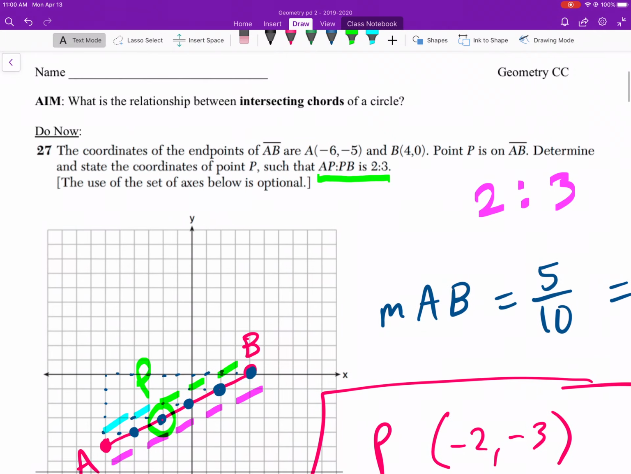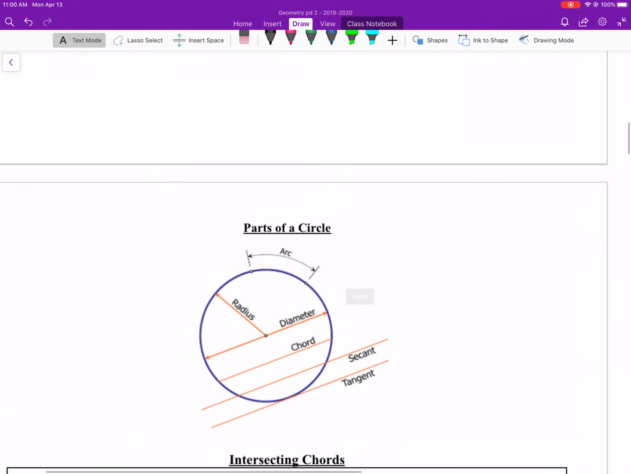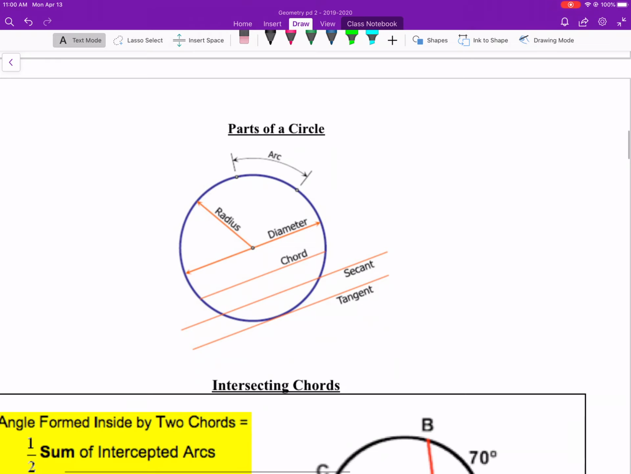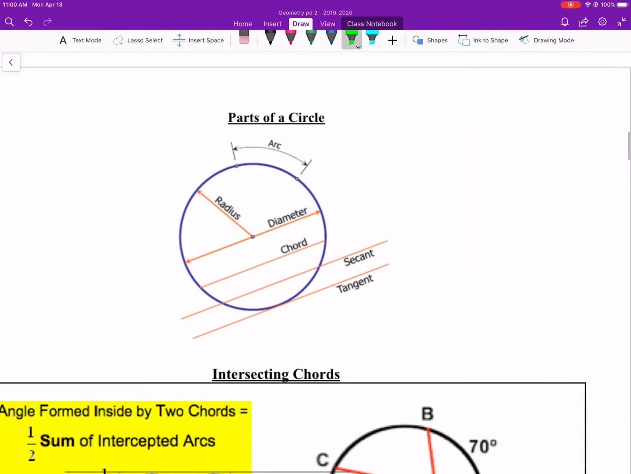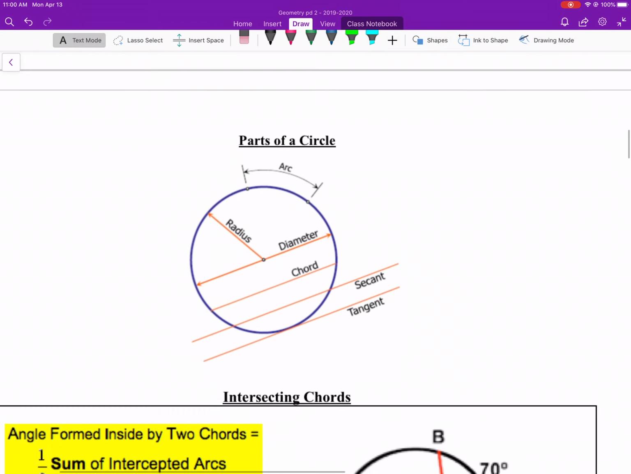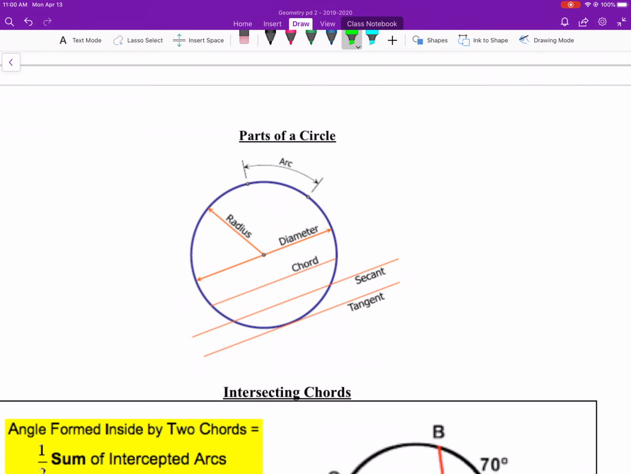Alright, so our aim: what is the relationship between intersecting chords of a circle? So let's remember what chords are. If you look at your parts of the circle, a chord goes from one point on the circle to another point on the circle, and it stays in the interior. It stays on the inside of the circle. So right here, it hits the circle twice. Once, twice. What makes it different than the diameter? Remember, the diameter passes through the center. A chord does not. A chord can go anywhere from one point on the circle to another point on the circle. It does not have to pass through the center.